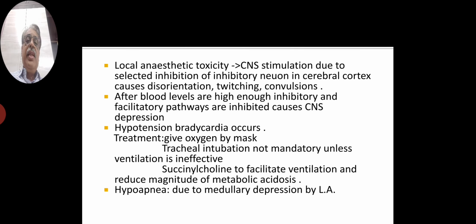Then local anesthetic systemic toxicity can occur if the local anesthetic goes intravascularly. There occurs central nervous system stimulation due to selective inhibition of inhibitory neurons in the cerebral cortex. It causes disorientation, twitching, convulsions. After blood levels are high enough, the inhibitory and facilitatory pathways are inhibited and it causes central nervous system depression. Then there is depression of the cardiovascular system; hypotension and bradycardia can occur.